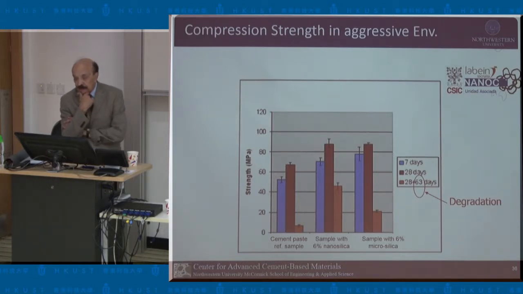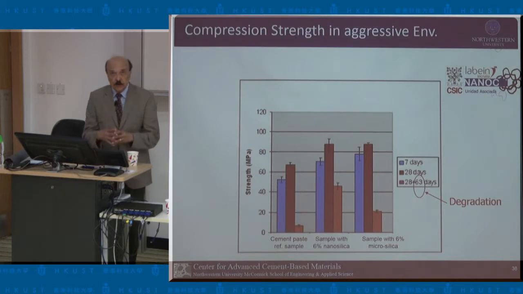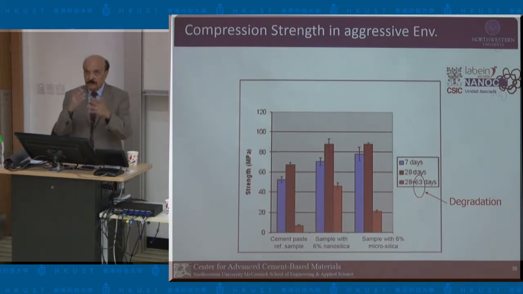It was done in Spain by the group called Labain, and their interest is in calcium leaching. So that calcium leaching is very important for long-term applications of concrete, for many things such as storage of hazardous waste. So this is the strength. This is plain cement paste, no addition, 7-day strength, 28-day strength, and 60 days of accelerated calcium leaching. You can see the strength drops, calcium leach.